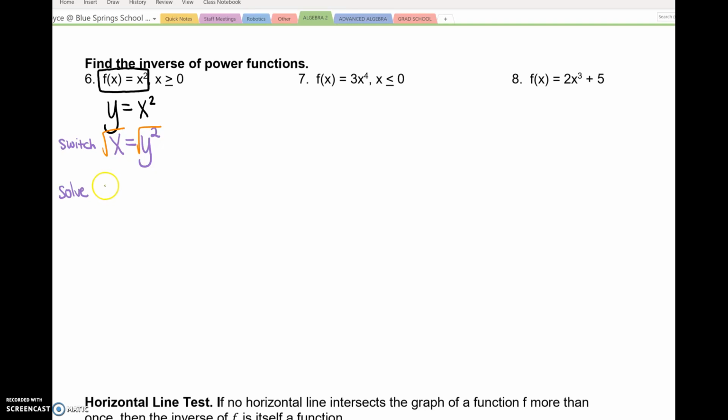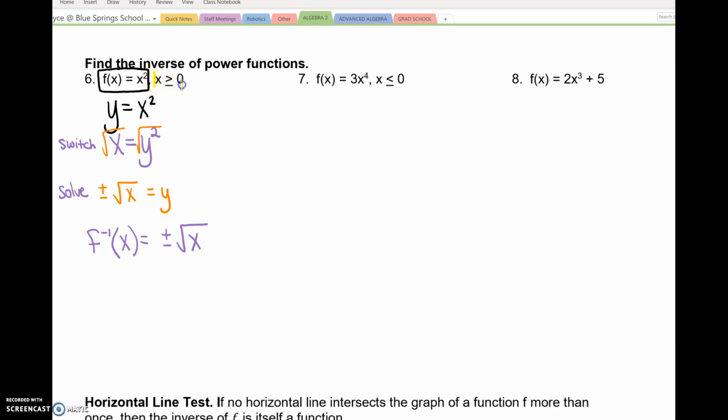When we put a square root in, we have to put a plus minus in front of it. So plus minus x, plus minus the square root of x equals y. If we change this back into function notation, this is now the inverse. So f inverse of x equals positive or negative square root of x. Does it make sense that x squared and square root of x are inverse functions? They undo each other.